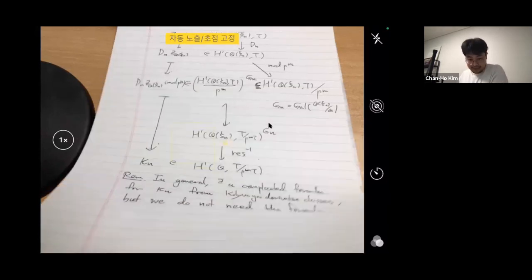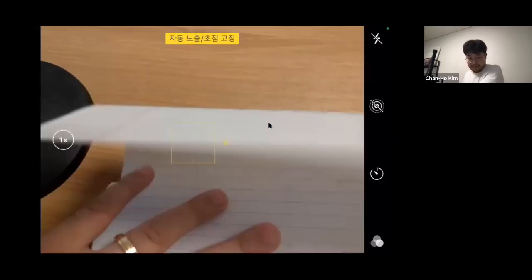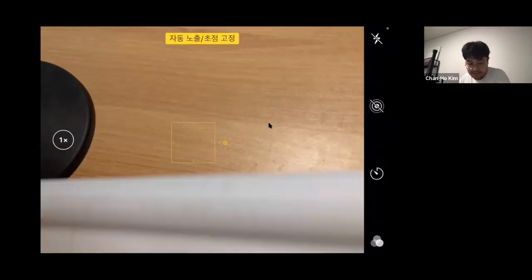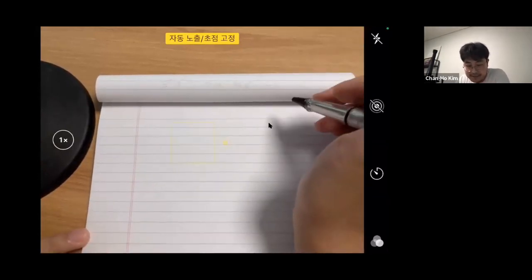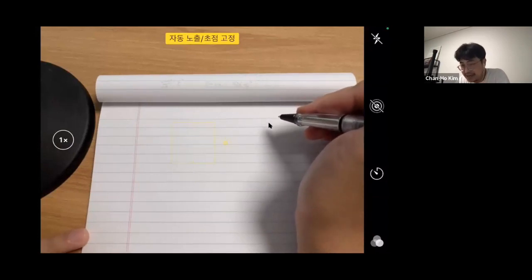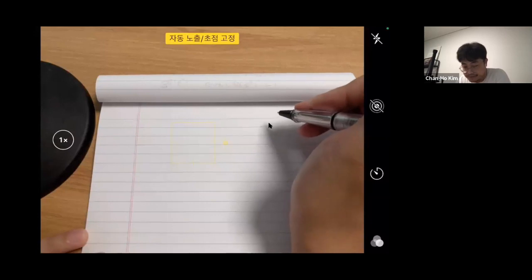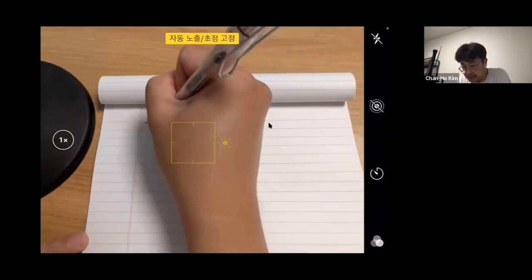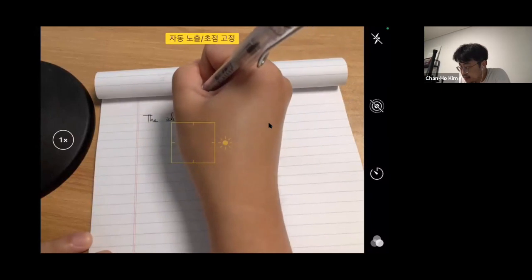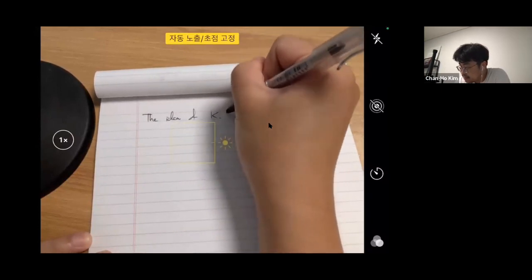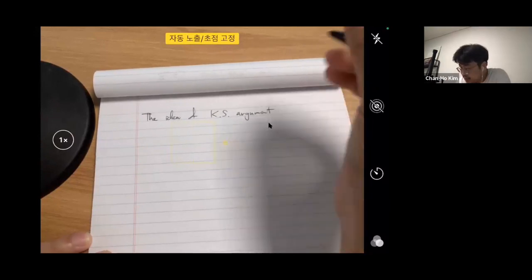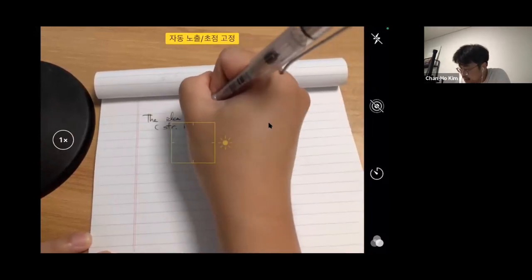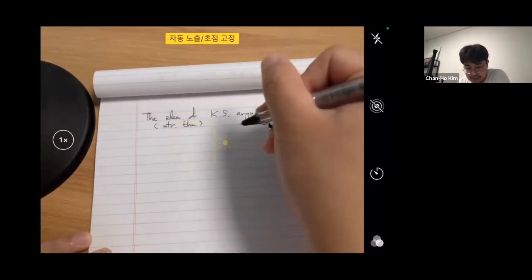Okay, now I present some idea of the Kolyvagin system argument, not just the Euler system argument. What I want to say is how do we get a structure theorem? So the idea of the Kolyvagin system argument, which means a structure theorem. How can you get the structure theorem?